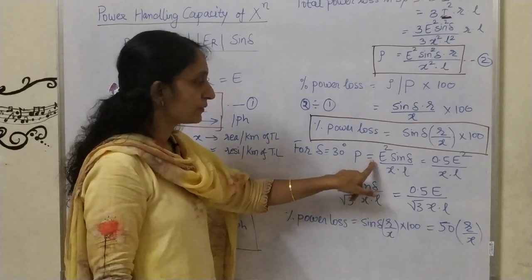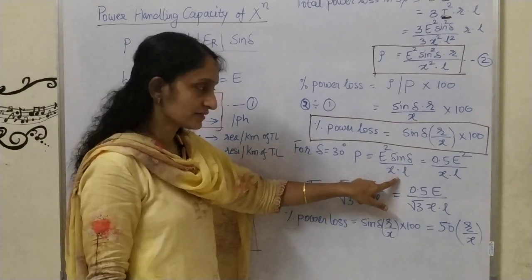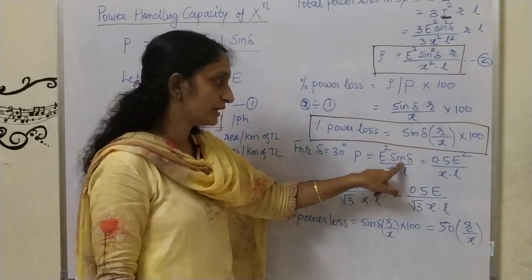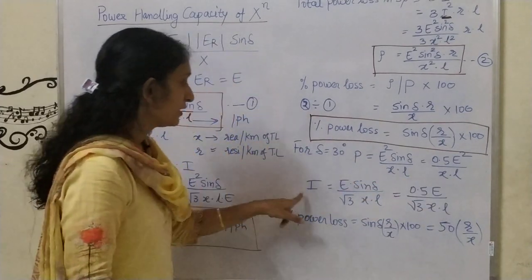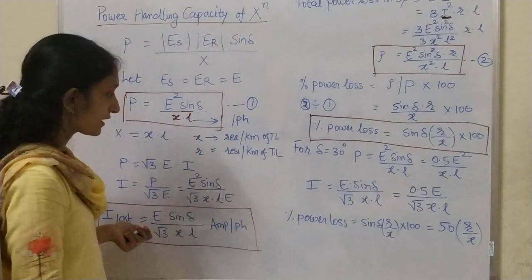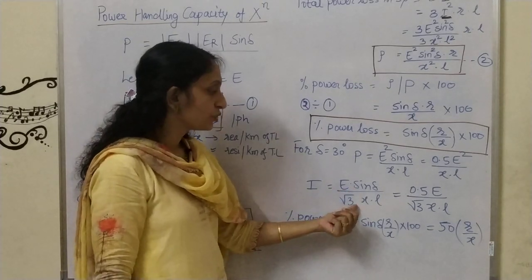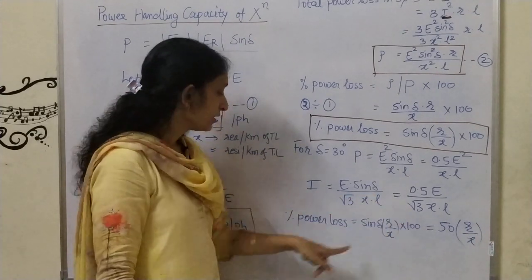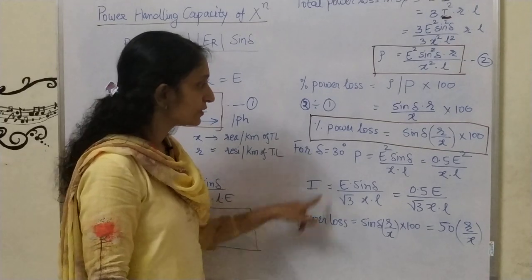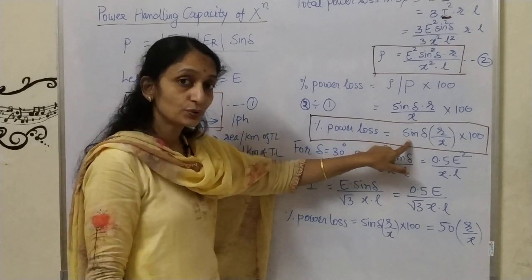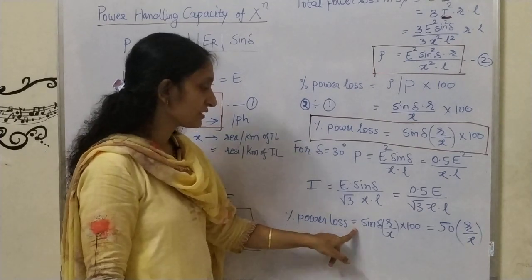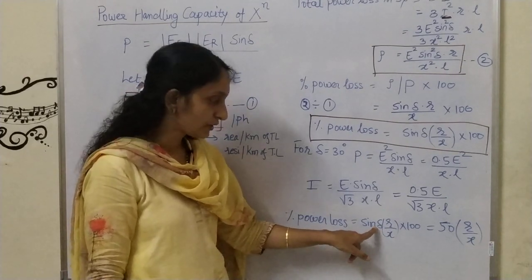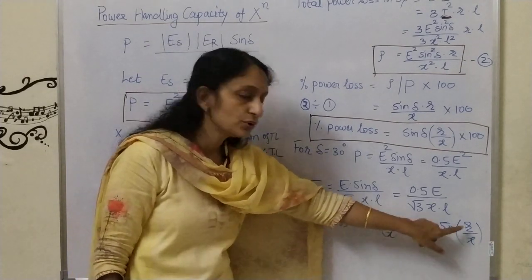The first formula, power transfer, is E square sine delta by XL. This becomes 0.5 E square by XL because sine 30 is 1 by 2. Then the current per circuit, the second formula, is E sine delta upon root 3 XL. Substituting the value of delta, this is 0.5 E upon root 3 XL. Last, percent power loss: we just derived sine delta R by X into 100. Substituting sine delta as 0.5, 0.5 into 100 is 50, so percent power loss is 50 into R by X.